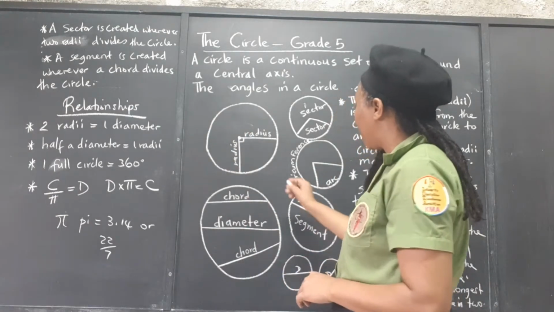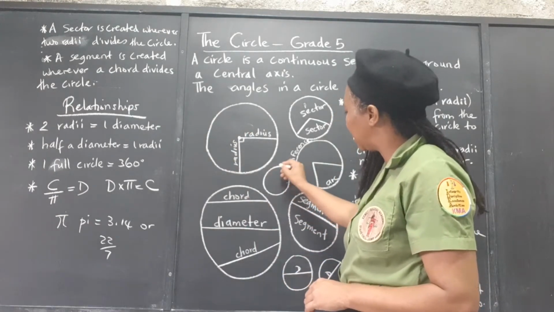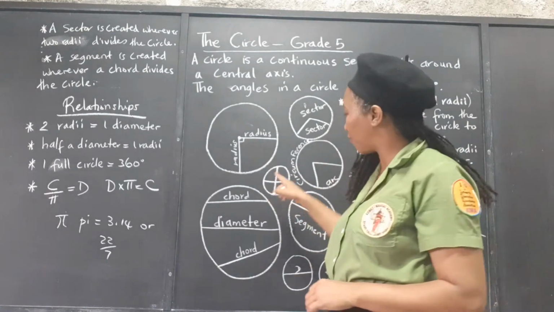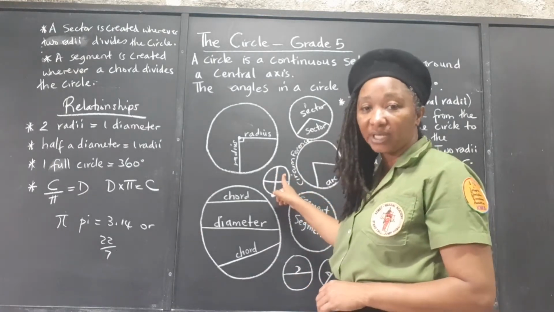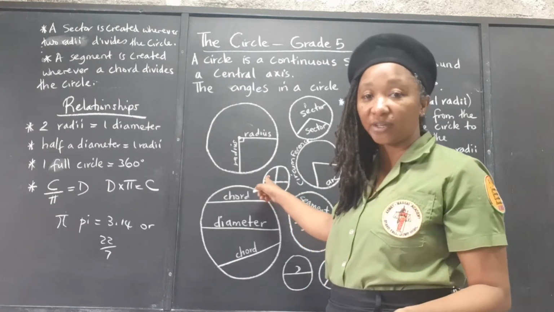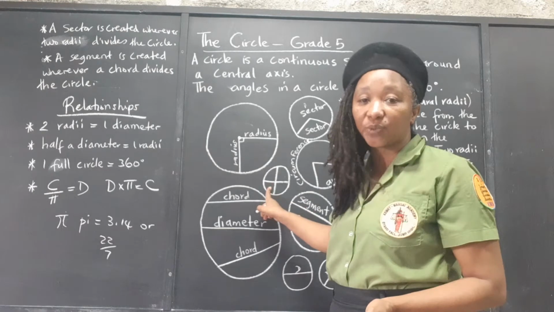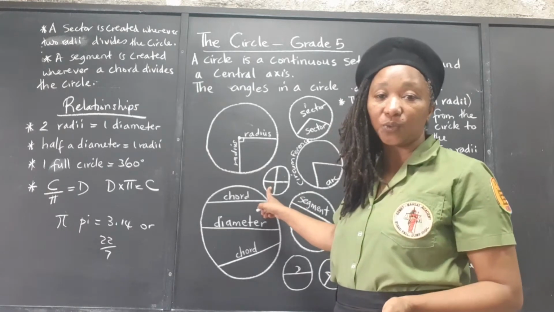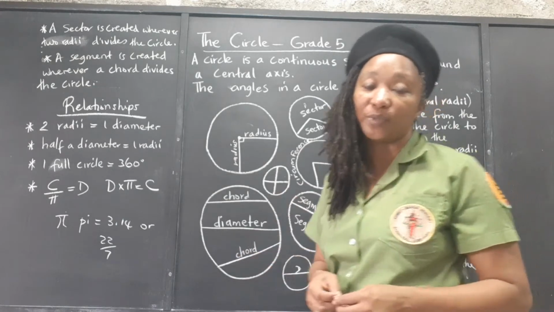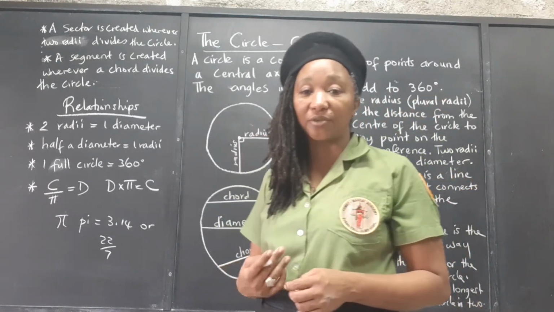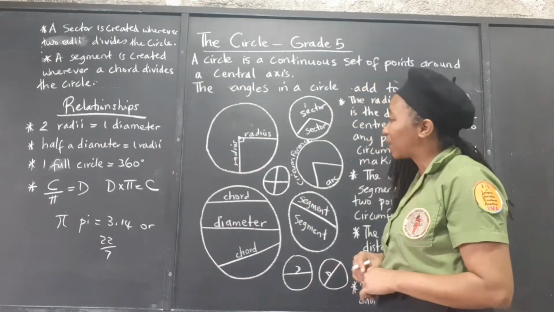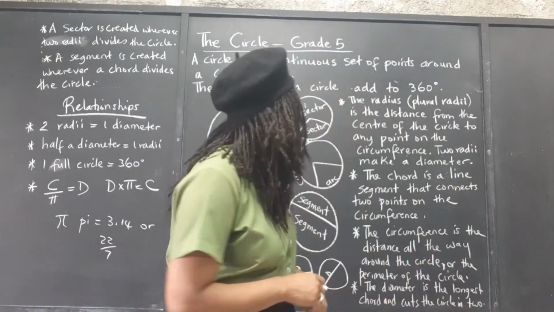So then there are four quadrants in a circle. These are our four quadrants. The first quadrant, 90 degrees. Second quadrant, 90 plus 90, which is 180 degrees. Third quadrant, we'll add another 90 degrees, that's 270 degrees. And the fourth quadrant will take us all the way up to 360 degrees. That's a full revolution.